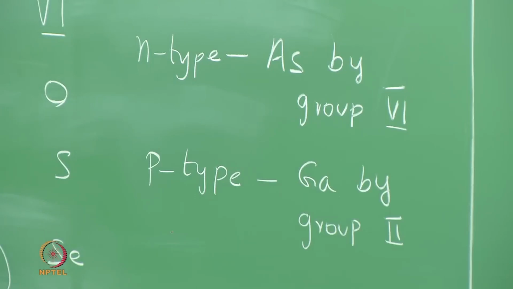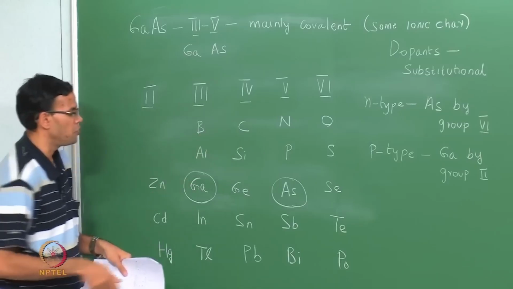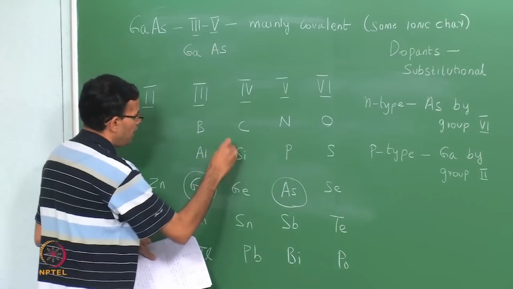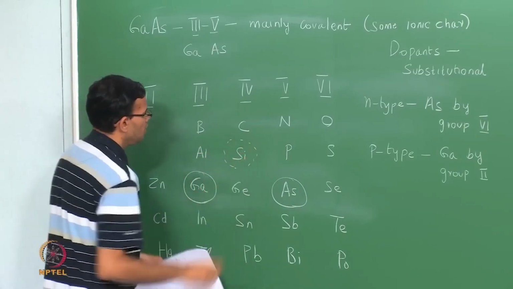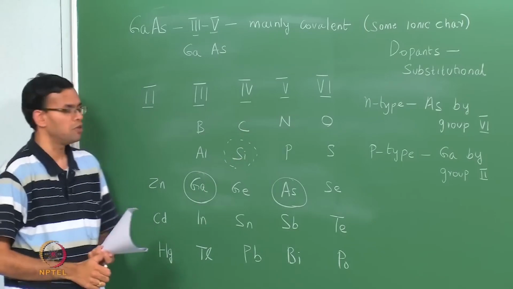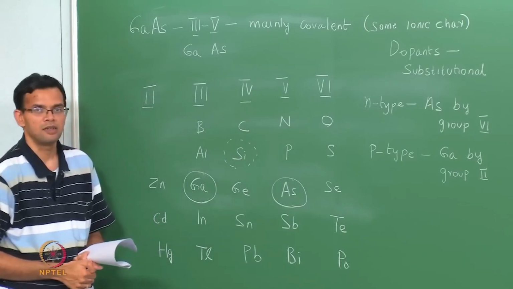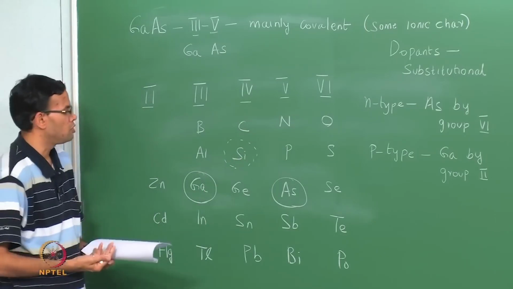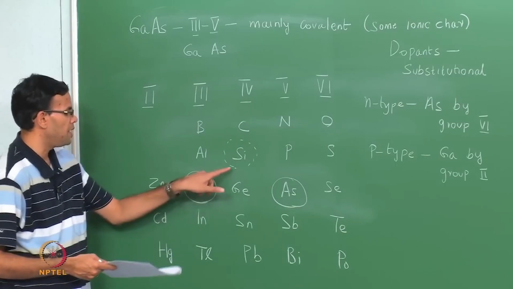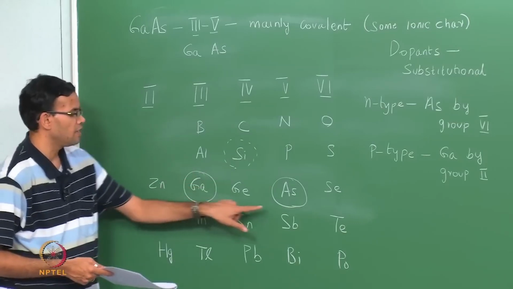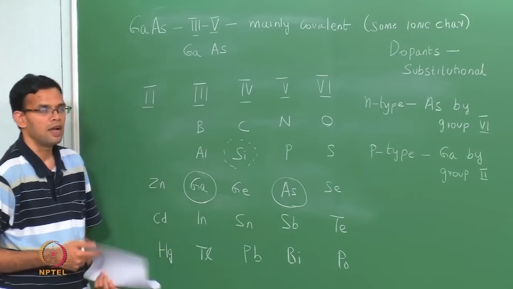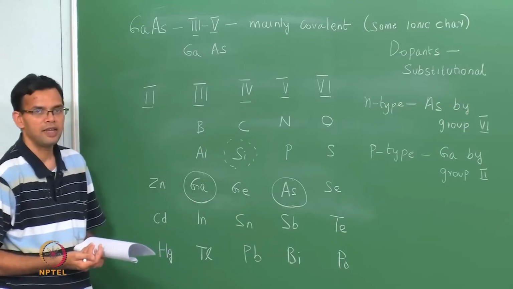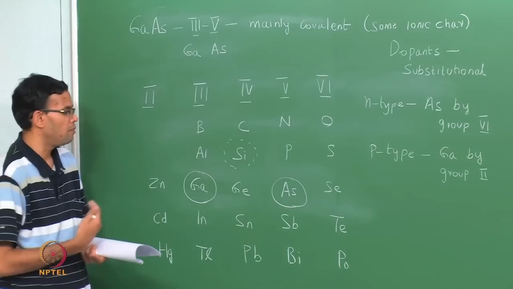The question is, what happens if you have a group 4 impurity? Let us say I have silicon. Now, silicon is an impurity in gallium arsenide. So, there are essentially two possibilities. The silicon can replace the gallium, or the silicon can replace the arsenic, and depending on that you can either get an n type or a p type.